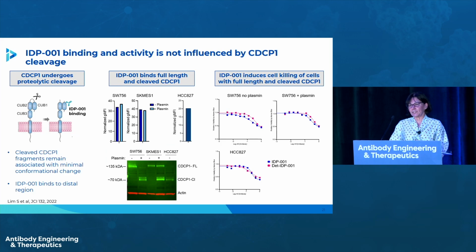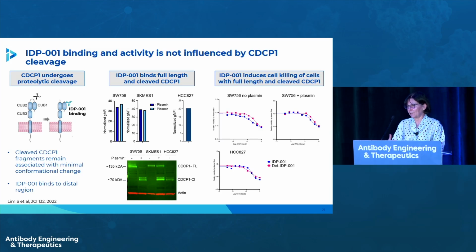And as Jim alluded to yesterday too, this protein CDCP1 can be cleaved, but upon cleavage, the cleaved domain stays associated. And in fact, that's a cartoon from one of Jim's earlier publications that described that. And so we asked whether or not IDP001 was still functional when CDCP1 was cleaved, and in order to do that, we used a few cell lines where we either treated them with plasmin, which will cleave CDCP1. You can see that in the Western blot there, in the two cell lines.